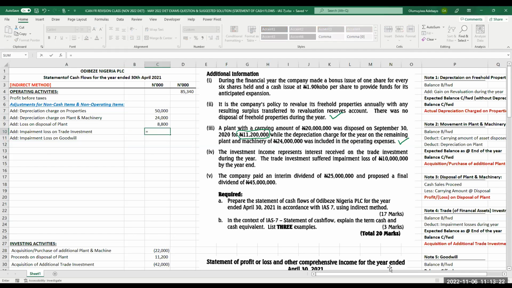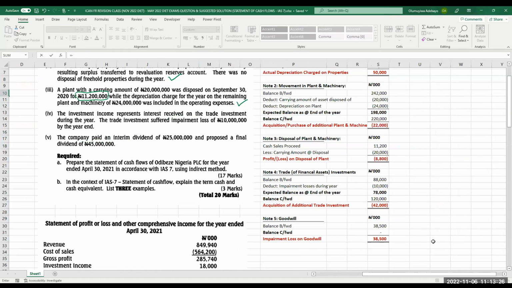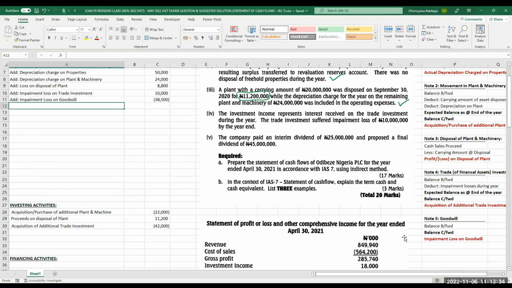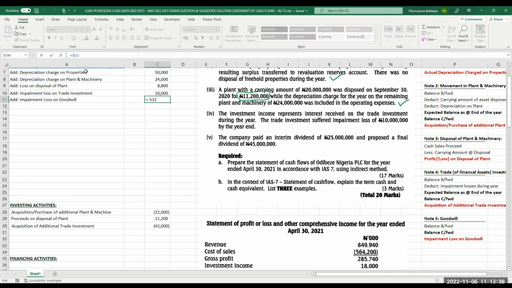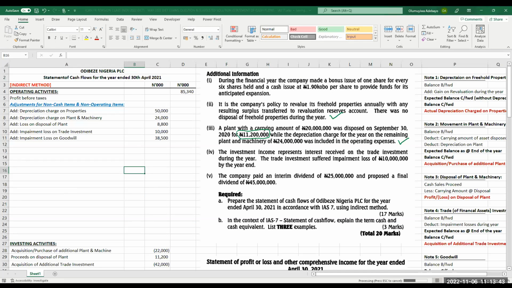I'll take them in one by one. I'm adding it back. That is that. Therefore, I've also dealt with this. What else do we need to deal with?